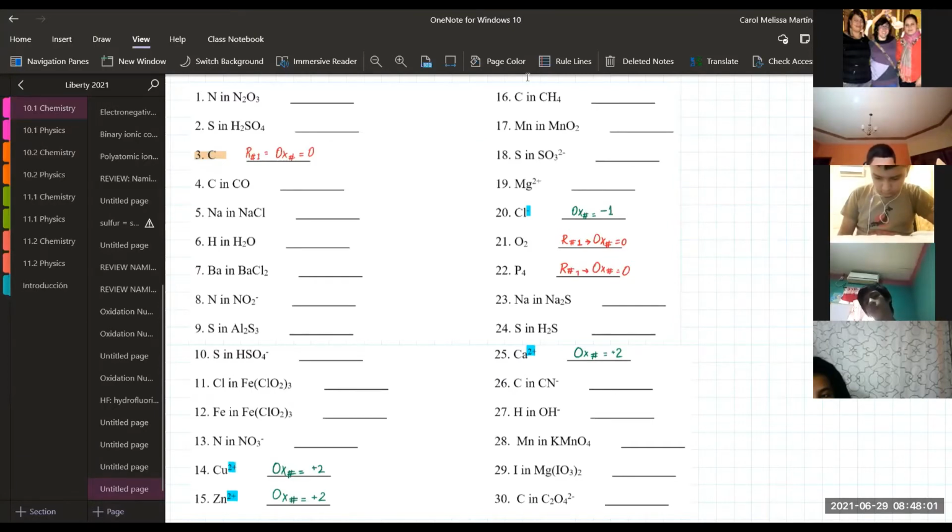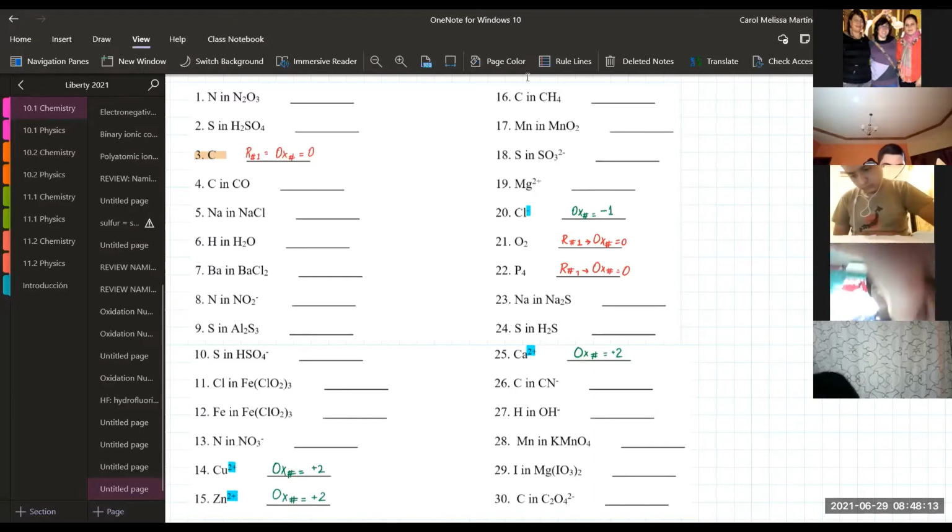Now, I'm going to identify in yellow color. Okay, sorry, we have one more right here. The 19, magnesium 2+. What will be the charge for it?